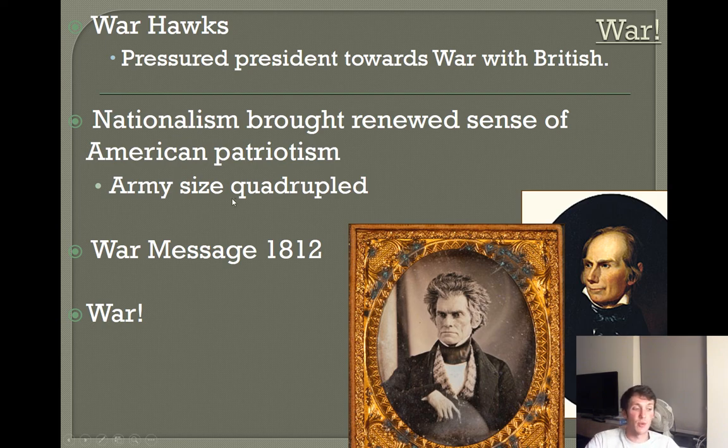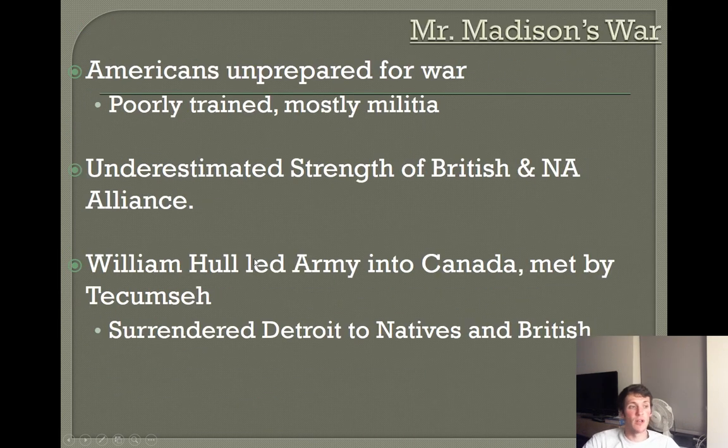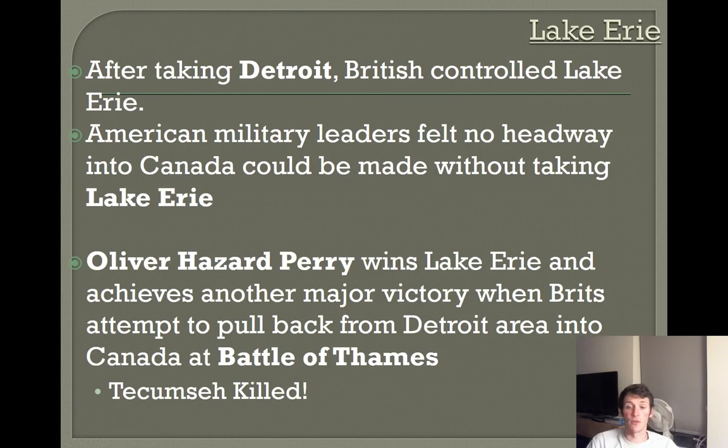Ultimately, Madison is going to declare war with this war message and war resolution in 1812, and war is going to be declared, right? So you're going to get what's known as Mr. Madison's War, the War of 1812, and the Americans are going to be really unprepared at first. They're going to underestimate the strength of the British and the Native American alliance, and they're going to kind of begin this start of the war really out west.